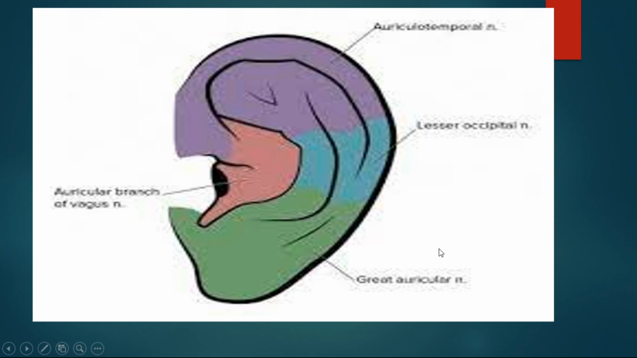The lesser occipital and greater auricular nerves are branches of the cervical plexus. The auriculotemporal nerve is a branch of the mandibular nerve, and the auricular branch of the vagus nerve innervates the skin around the concha. This was all about the external ear.